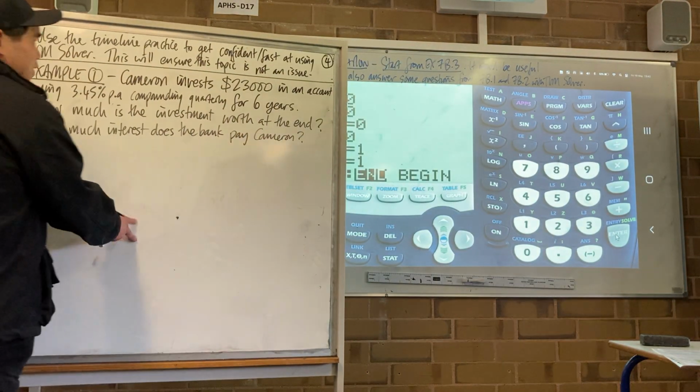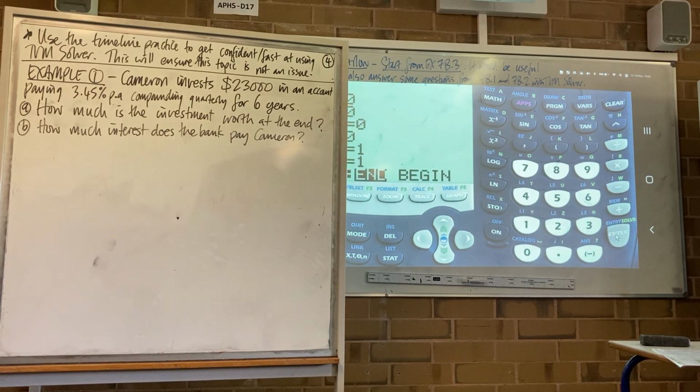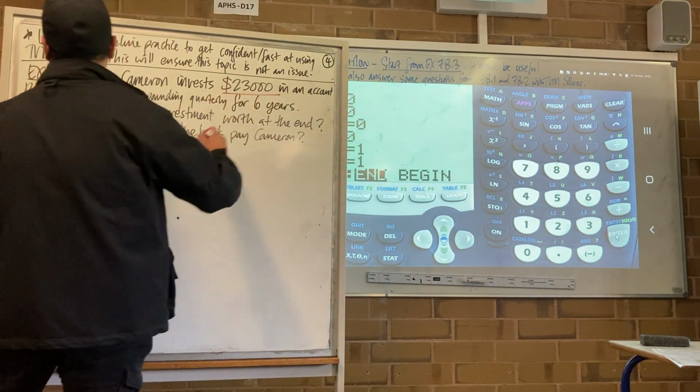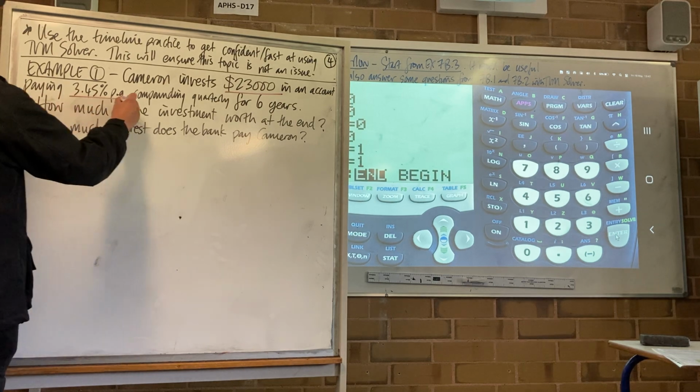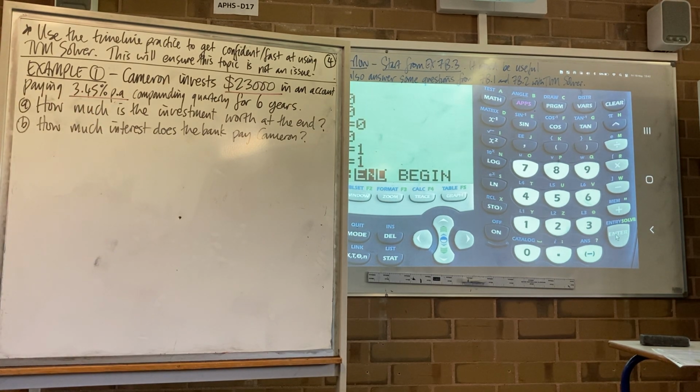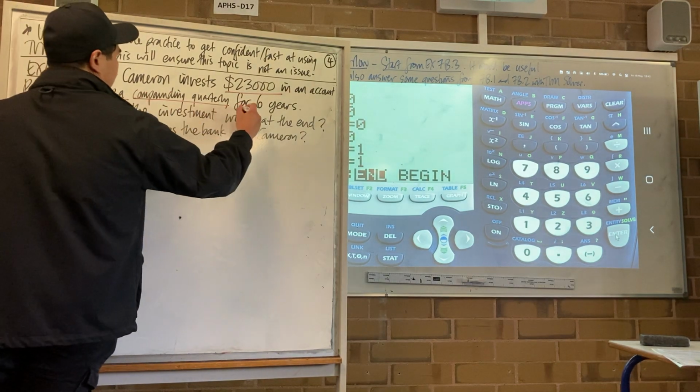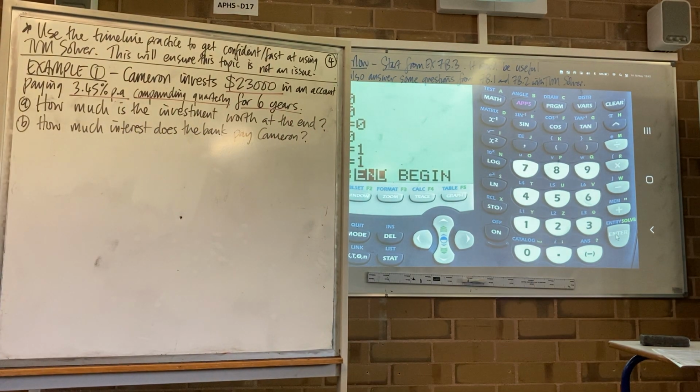Cameron invests $23,000 in an account. What's important about that? The Cameron part or the 23,000? Paying 3.45% per annum. Compounding. So as soon as it says compounding, I'm using TVM solver. It's compounding quarterly for 6 years. How much is the investment worth at the end?